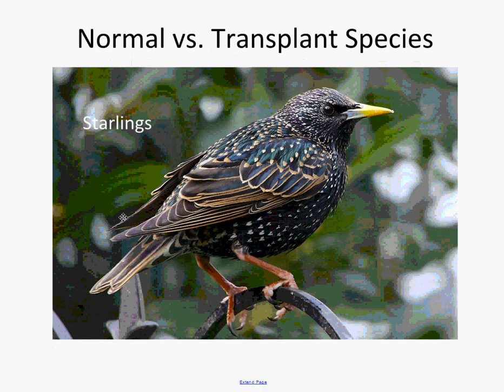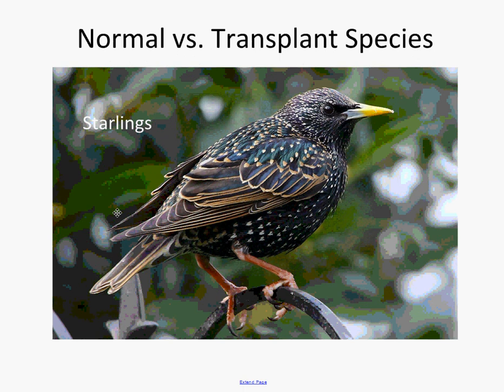So there may be many different kinds of species that live in a particular area. These could be normal species, and normal species are indigenous or native to an area, meaning they evolved there. They are particularly adapted to the different things that are going on in that place. But then you can also have a transplant species, and this is a species that was brought there for some other reason, accidentally or on purpose, whatever.